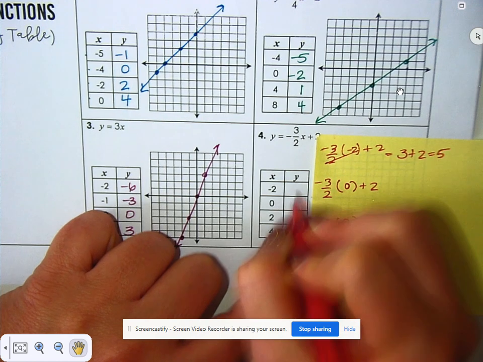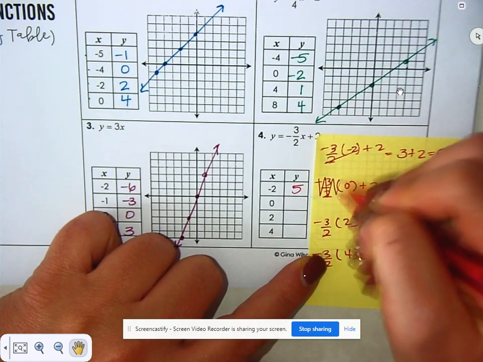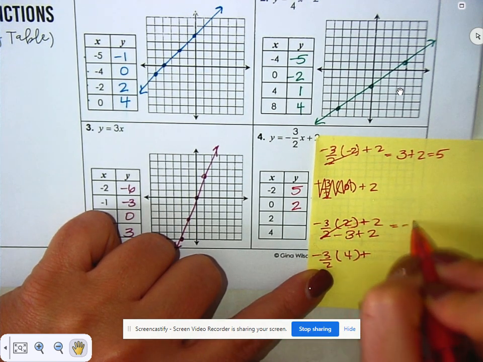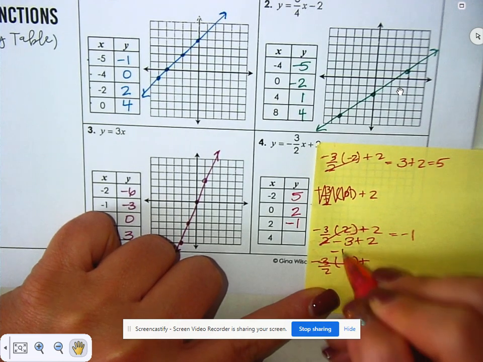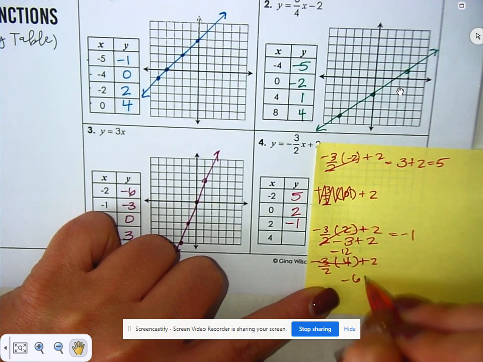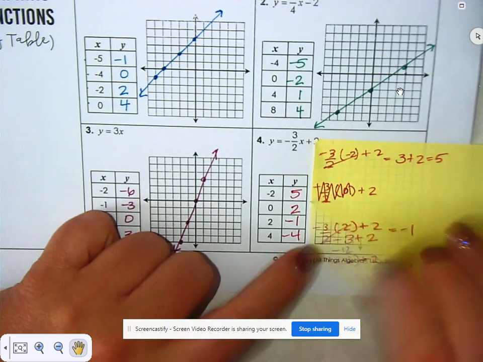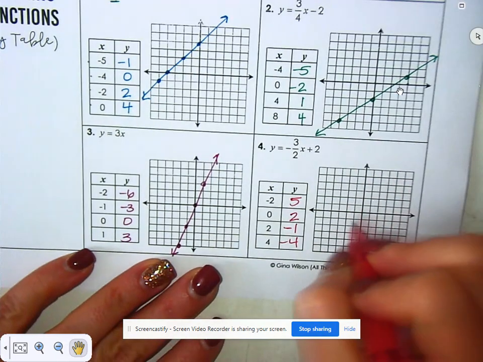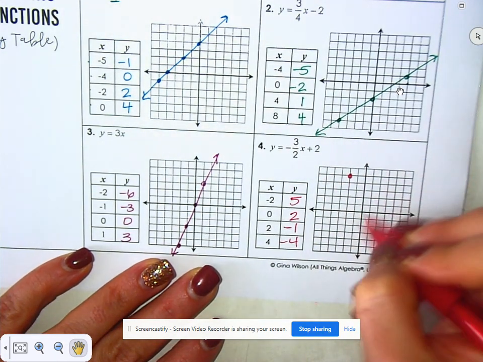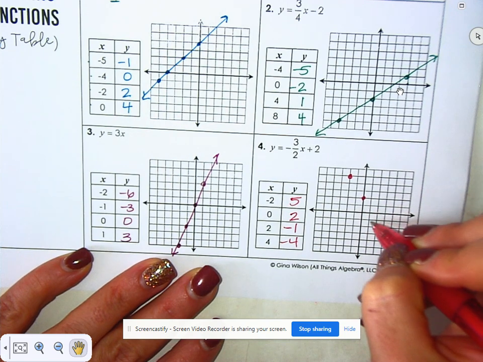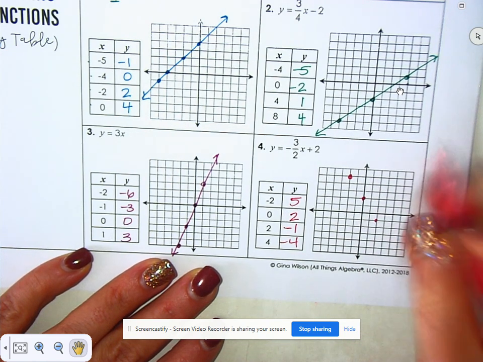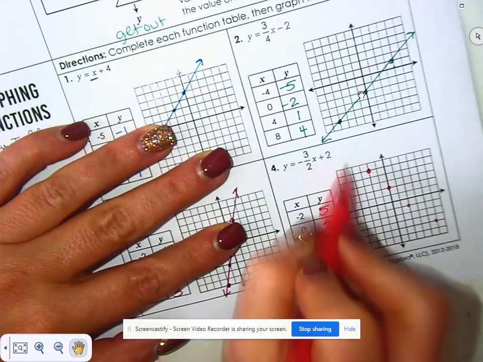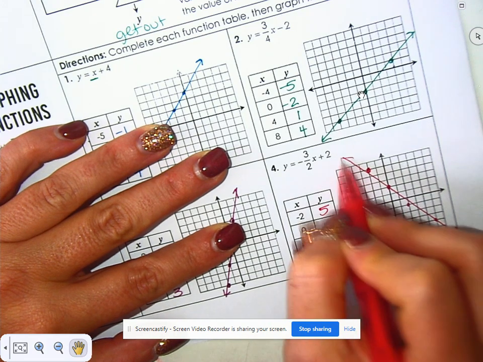The 2's cancel. Negative times a negative is a positive 3 plus 2 gives me 5. Anything times 0 is 0 plus 2 is 2. 2's cancel. That's negative 3 plus 2, which is negative 1. And this gives me negative 12 divided by 2, which is negative 6, plus 2 gives me negative 4. All right, plot our points. Negative 2, 5, 0, 2, 2, negative 1, and 4, negative 4.